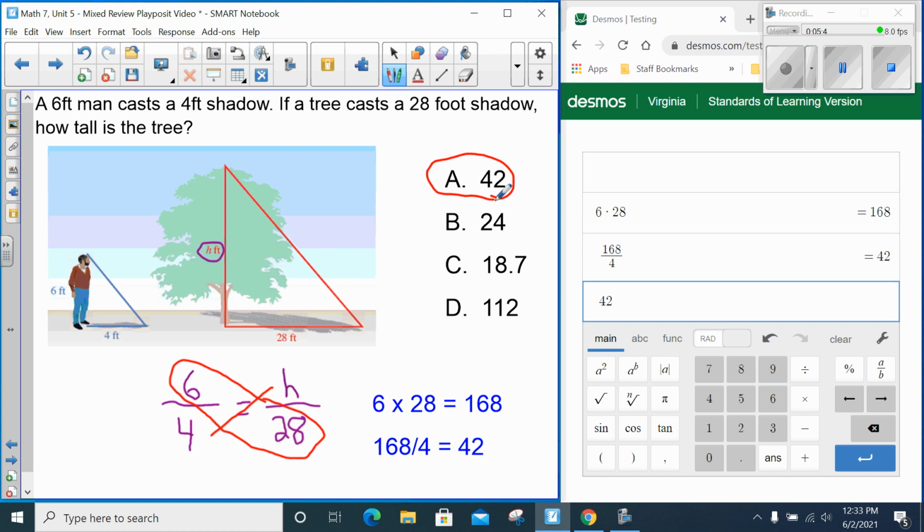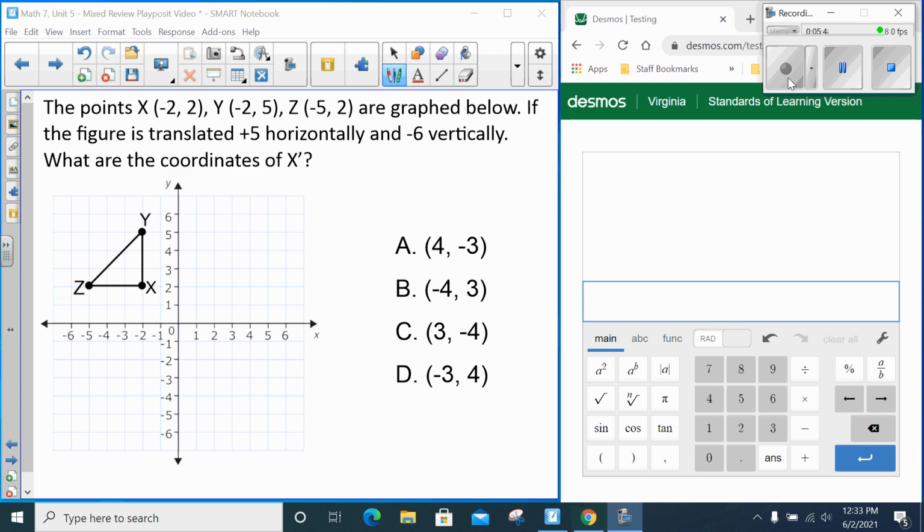So the best answer choice for number 2 would be A. Don't forget to clear out your calculator before you move on to the next question.